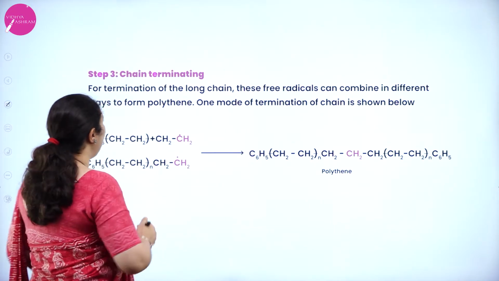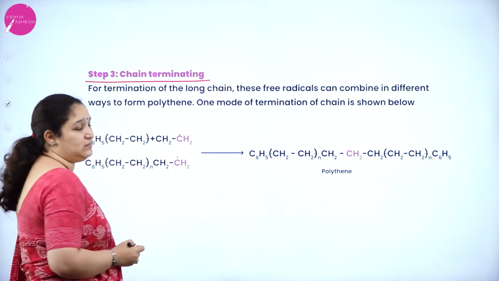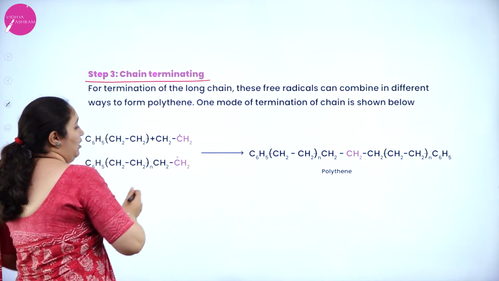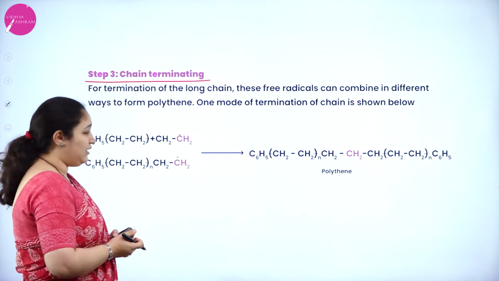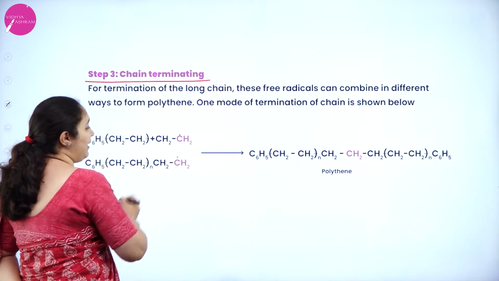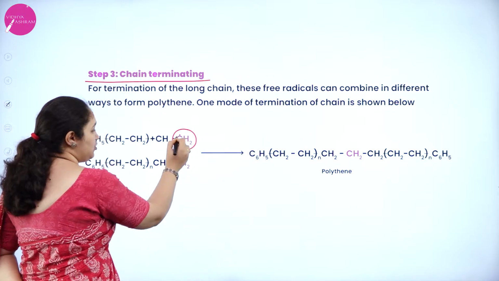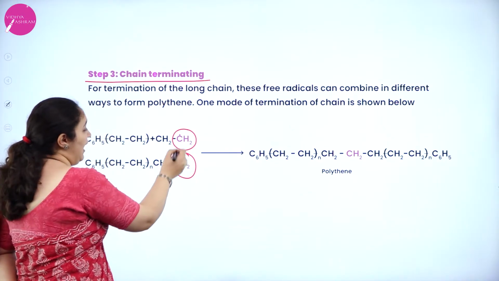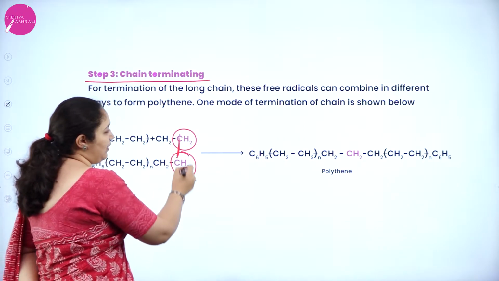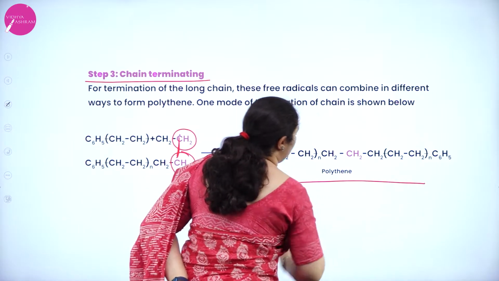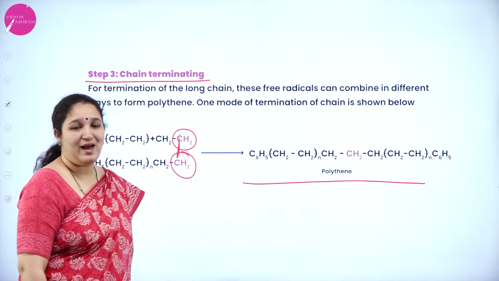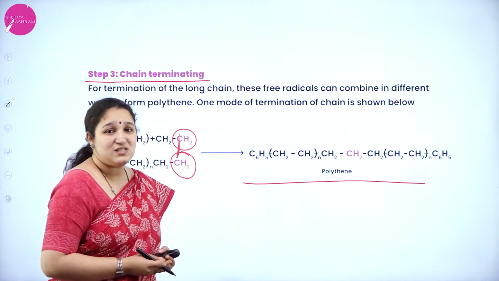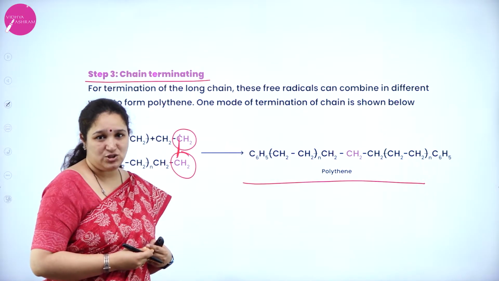So, to terminate is the third step, the chain termination step. Here, two large, big sized free radicals will come and combine with one another. You have one CH2 with a free electron, one more CH2 with a free electron, and these two will form a bond with one another to form polyethene, a large molecule, and the chain can be terminated. So, this is how addition polymerization takes place.